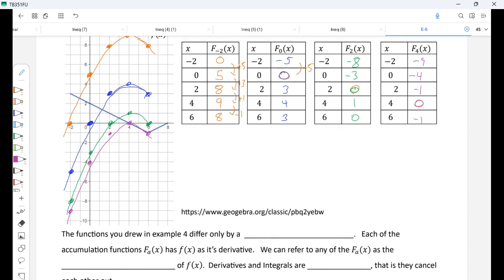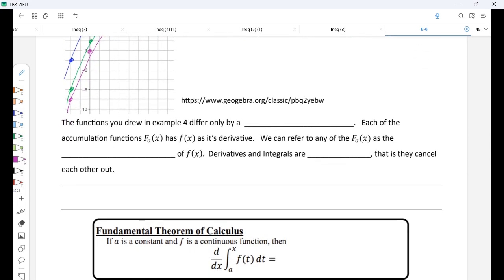So let's fill in our notes and then look at the fundamental theorem of calculus. The functions you drew an example for differ only by a vertical shift. Each of the accumulation functions that you drew has f of x as its derivative. That means that each one of those capital F of x's is an antiderivative of f of x. I feel like when I wrote these notes, we hadn't used the word antiderivative as much that year. So that's why that's there.